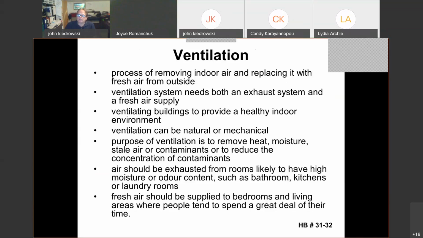Fresh air should be supplied to bedrooms and living areas where people tend to spend a great deal of their time. Let's face it, I hope most people sleep 6, 7, 8 hours. So we spend a good deal of our time, certainly, in bedrooms and living spaces.